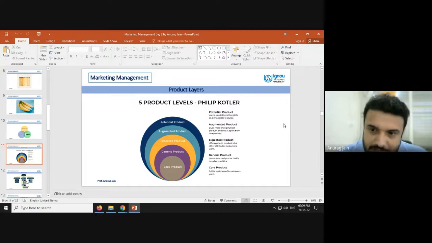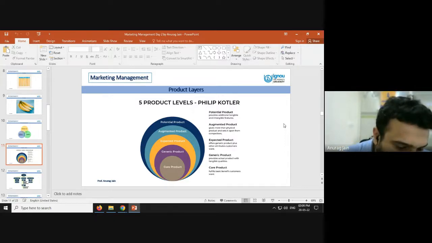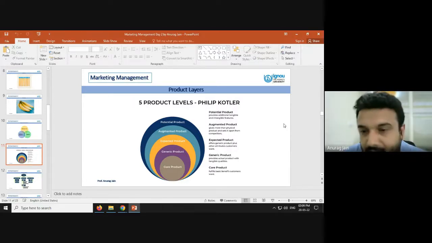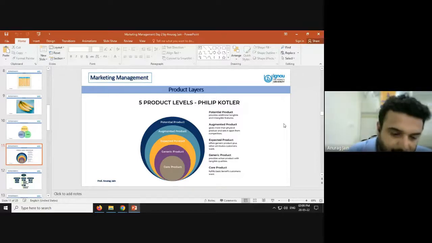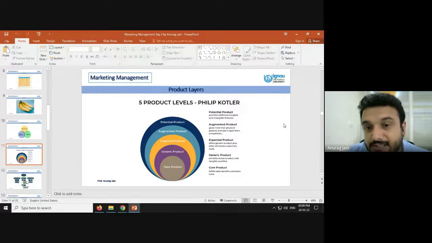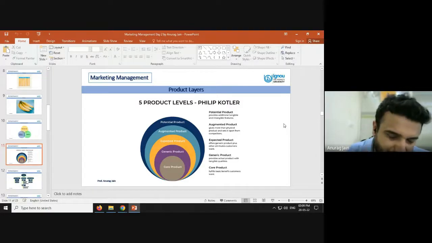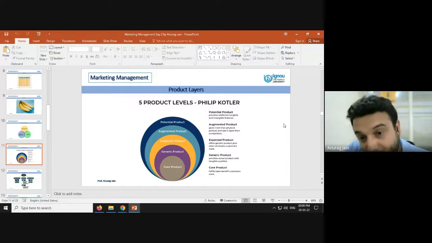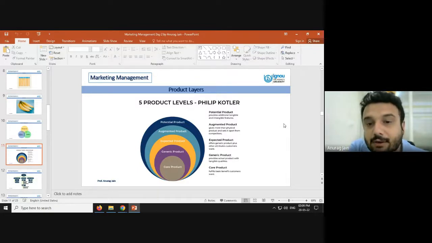And what can be the potential product? There are some tangible and intangible features being added to the product, so that it is not just an augmented version, but it has the potential to perform many different things which were previously not possible. The potential product may be any upcoming product. It can be some features or upgradations that can solve other problems as well, which the current product is not able to solve, and that is known as the potential product.